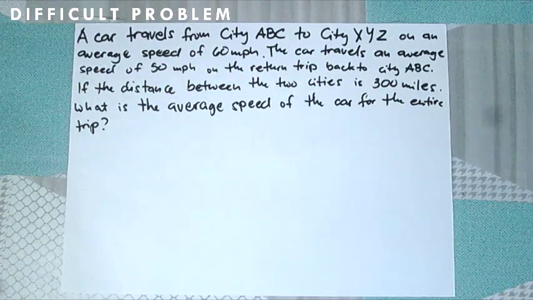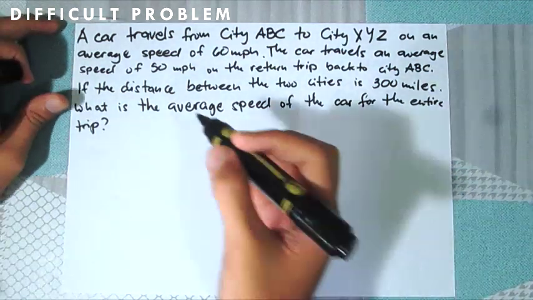A car travels from city ABC to city XYZ at an average speed of 60 miles per hour. The car travels at an average speed of 50 miles per hour on the return trip back to city ABC. If the distance between the two cities is 300 miles, what is the average speed of the car for the entire trip?